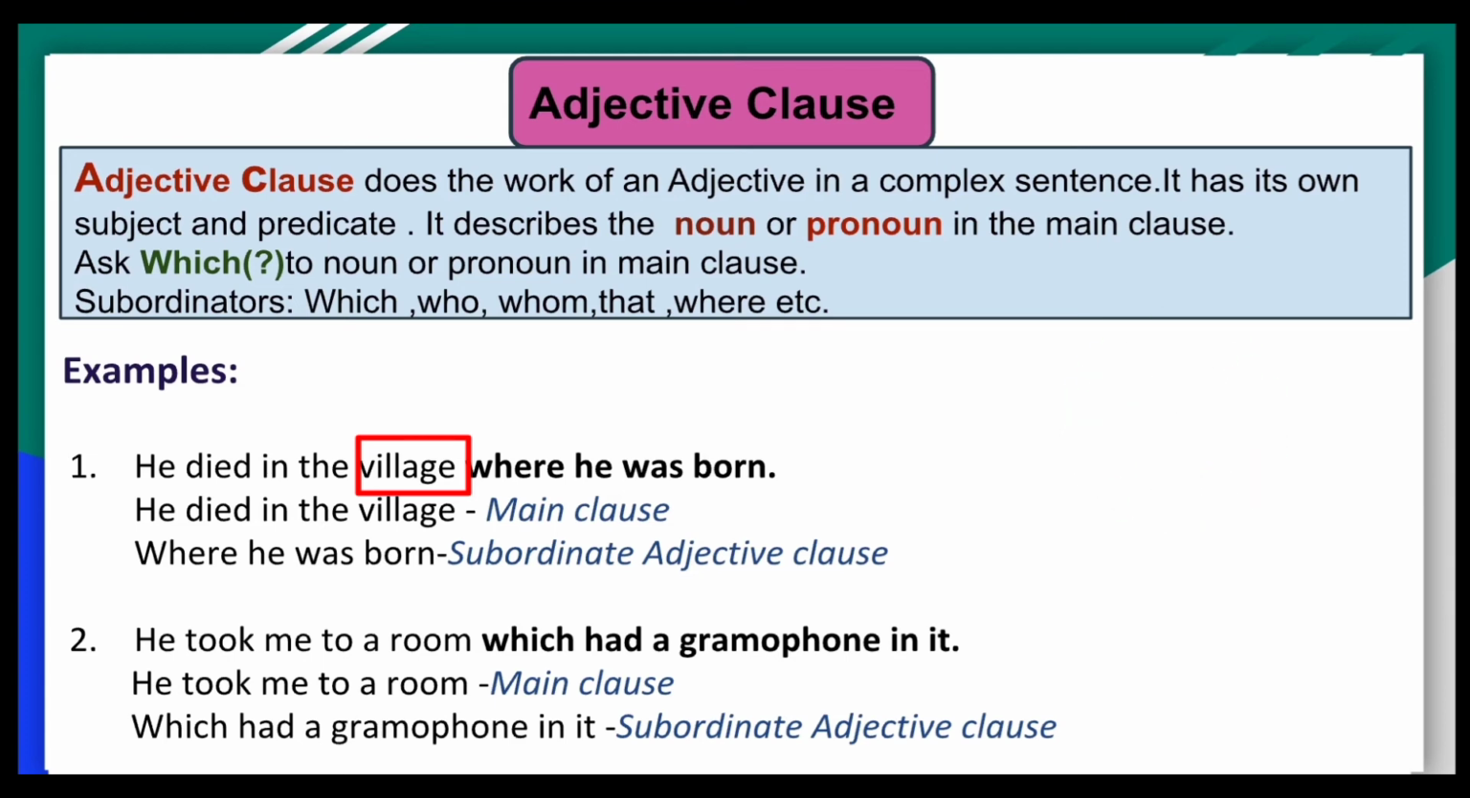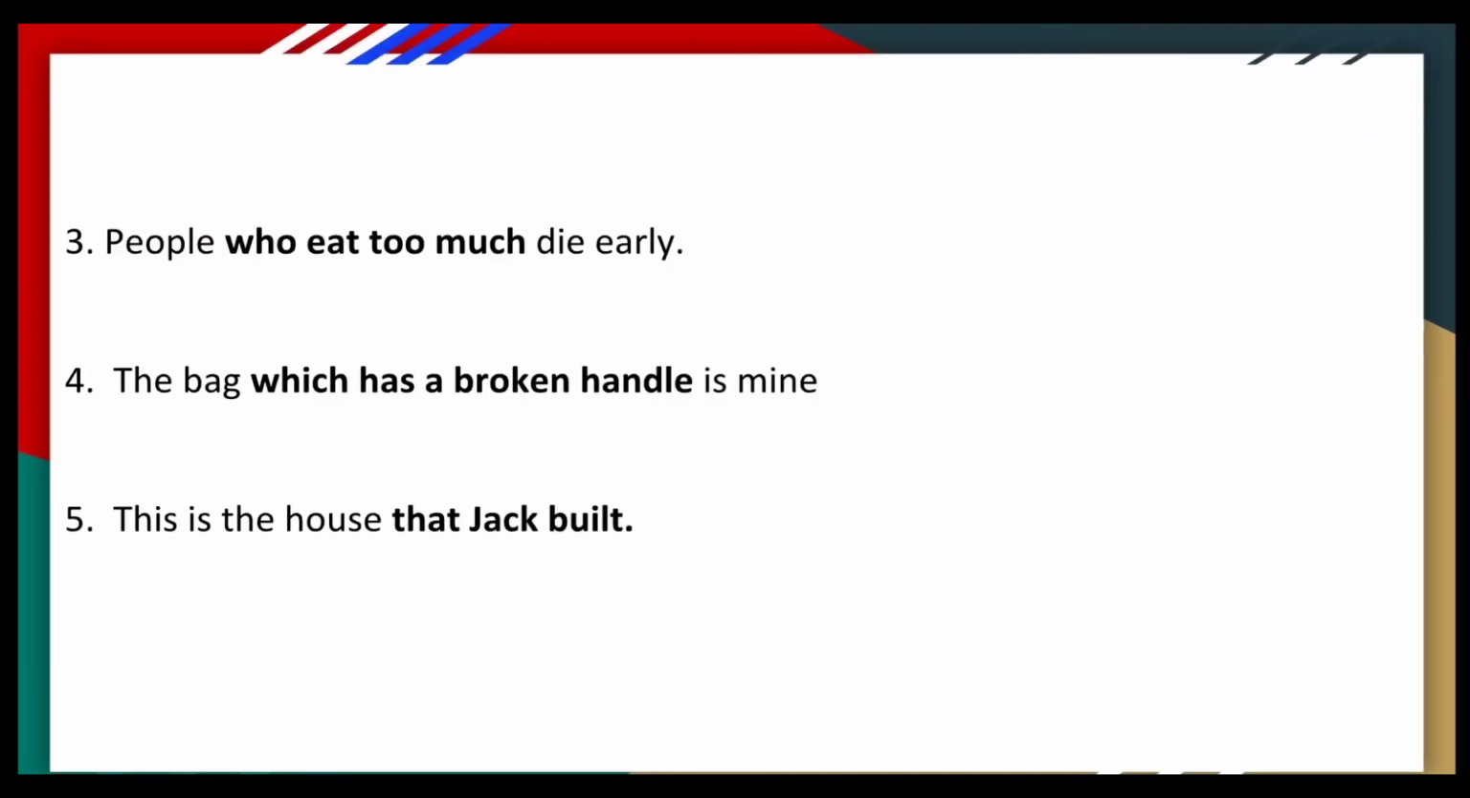In second sentence, he took me to a room which had a gramophone in it. He took me to a room is your main clause, which had a gramophone in it. This one is your subordinate adjective clause because it qualifies a noun, a room. Which room? Which had a gramophone in it. Let's see more examples.